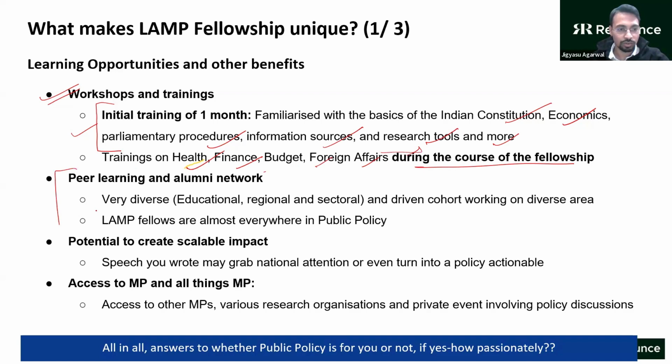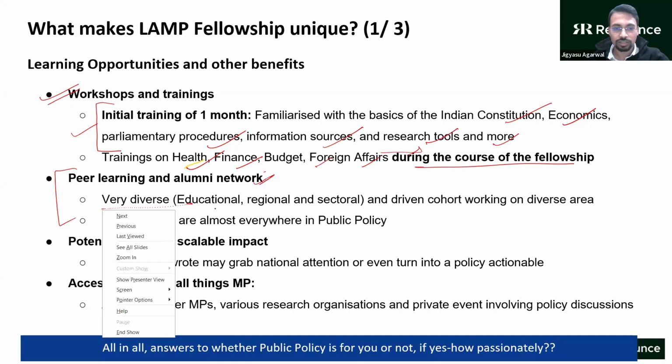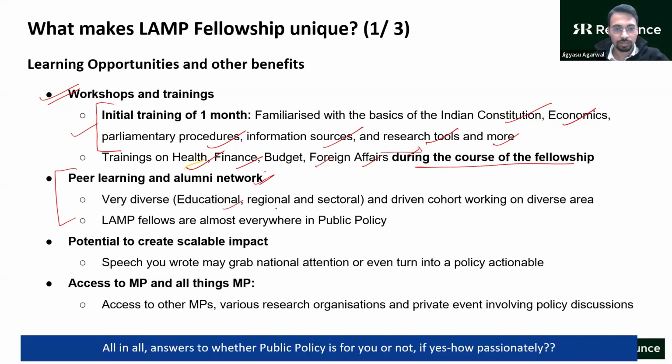The second part, which makes this unique, is the peer learning and the alumni network. Here, the peer group is very diverse, with people coming from diverse educational backgrounds, regional backgrounds, and sectoral backgrounds, a driven cohort working on diverse areas. Even as LAMP fellows, you work on very different kinds of projects, so the learning is immense. Alongside, the alumni network which LAMP provides is very powerful. As I always say, LAMP fellows are almost everywhere in public policy. A couple of days ago, I also shared a post from our Rebounce LinkedIn page about some of the LAMP fellows doing exceptional work at various positions.